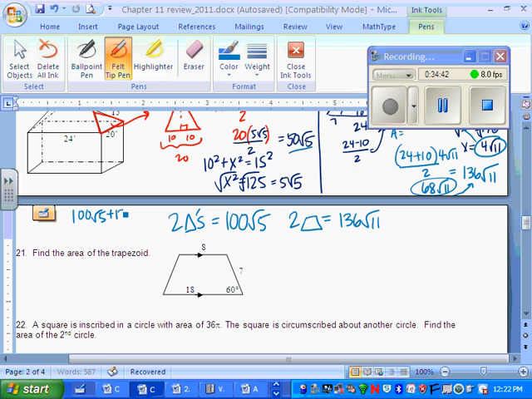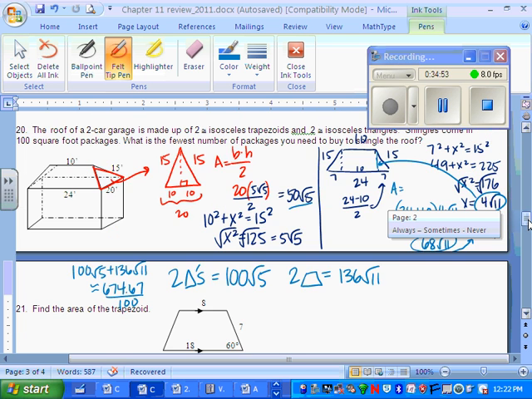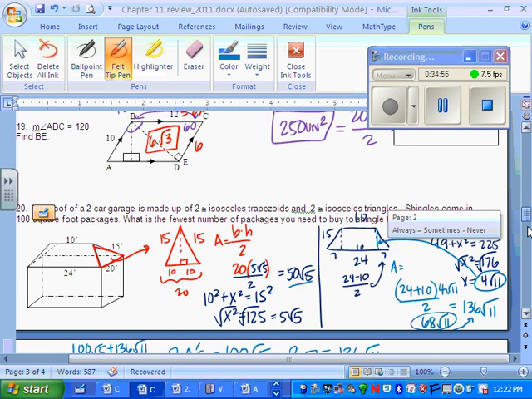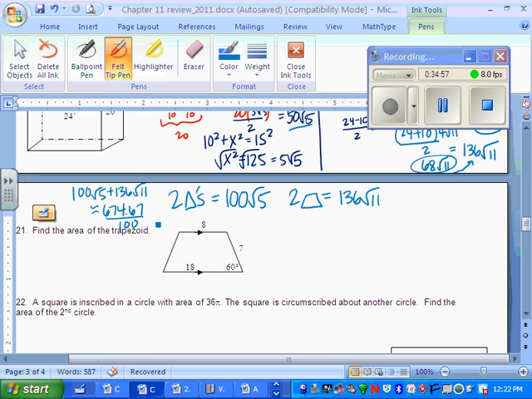100 root 5 plus 136 root 11. My calculator calculates this out to approximately 674.67. I'm going to divide by 100 because that's how many square feet each package will cover. Approximately 6.7 packages. You can't buy less than you need, so we're going to round up to 7 packages. And that's my final answer. You need 7 packages, or else you cannot shingle the whole roof.